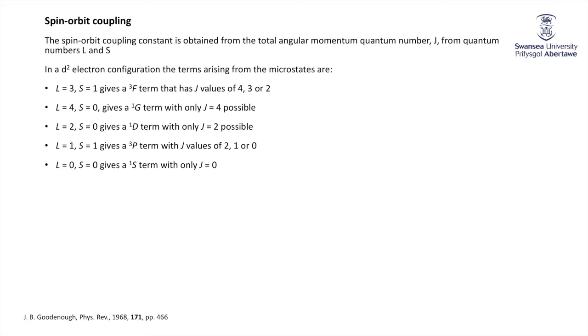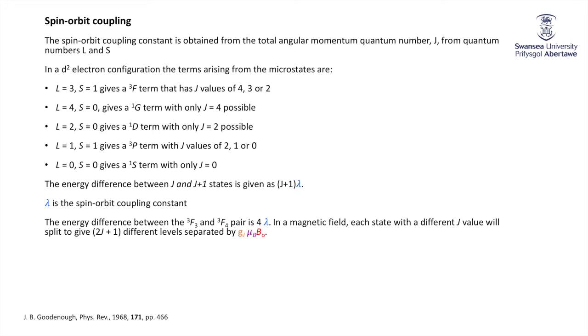The J term is related to L plus S to L minus S. Now the energy difference between J and J plus 1 states is given as J plus 1 lambda, where lambda is the spin-orbit coupling constant. The energy difference, for example, between the 3F3 and 3F4 pair is 4 lambda. In a magnetic field, each state with a different J value will then split again to give 2J plus 1 energy levels separated by what's known as the Landé splitting factor and the magnetic field, multiplied by the Bohr magneton. Due to spin-orbit coupling, a mixing of terms will occur.